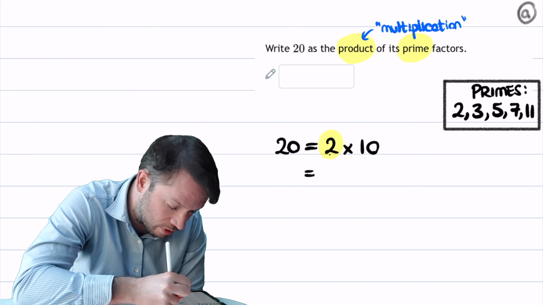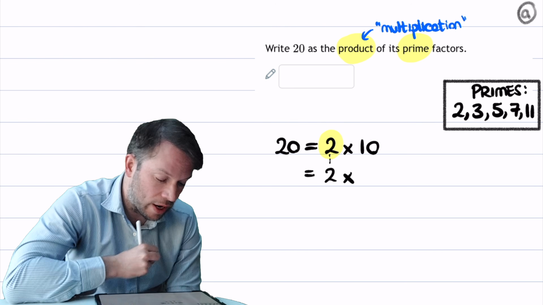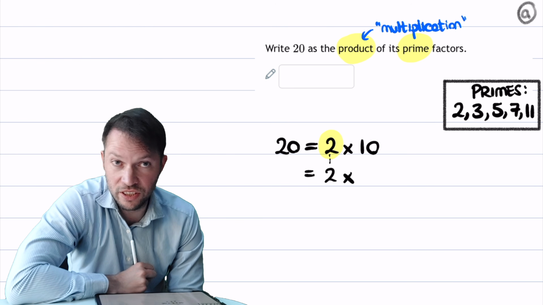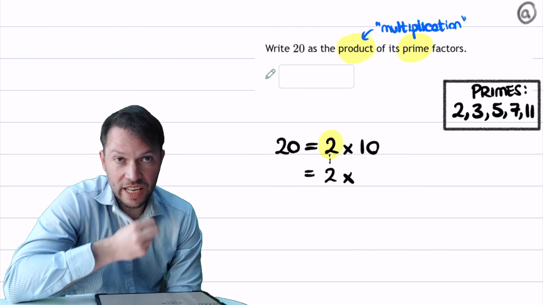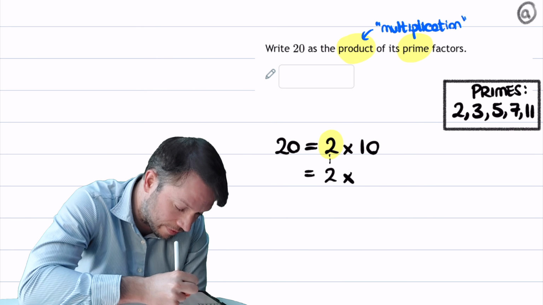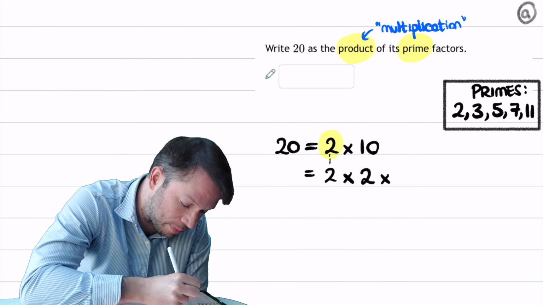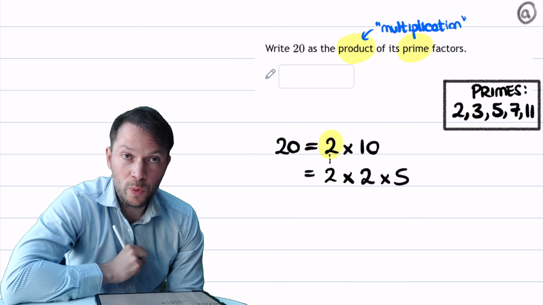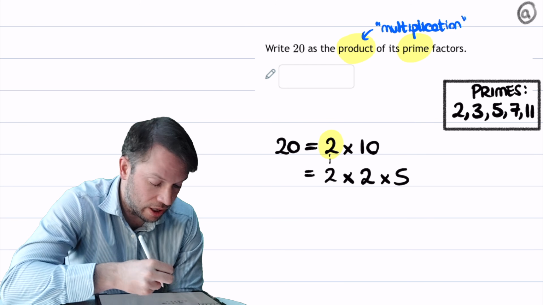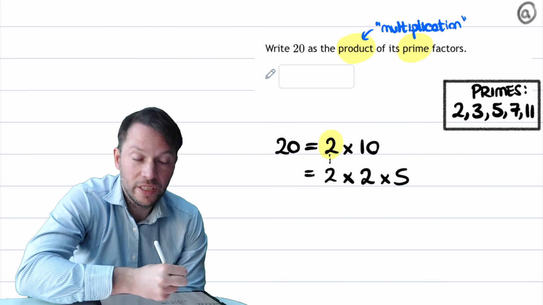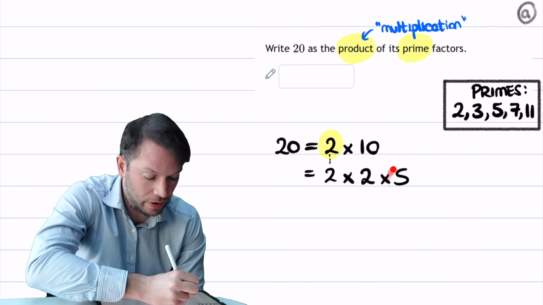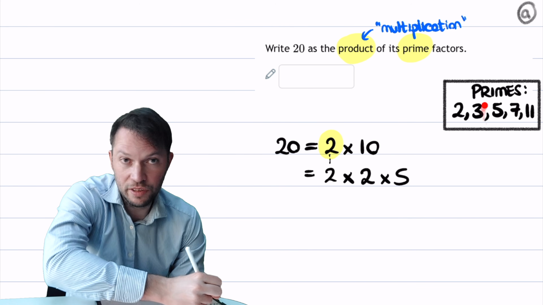So I'm going to keep the 2 as it is. And now I'm going to write 10 as a multiplication of two numbers again. Now, because 10 is even, I'm going to write it as 2 times something. So it's 2 times 5. Now again, we check these numbers and see whether they're prime. Is the 2 prime? Yes, it is. It's a prime number. Is 5 prime? Yes, it is. It's in our list of prime numbers.